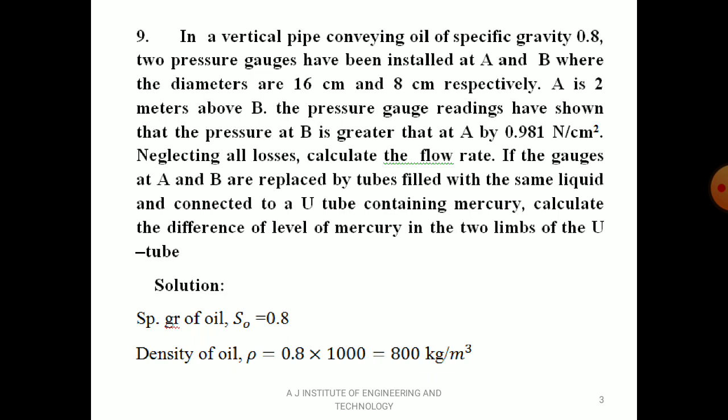If the gauges at A and B are replaced by tubes filled with the same liquid and connected to a U-tube containing mercury, calculate the difference of level of mercury in the two limbs of the U-tube.